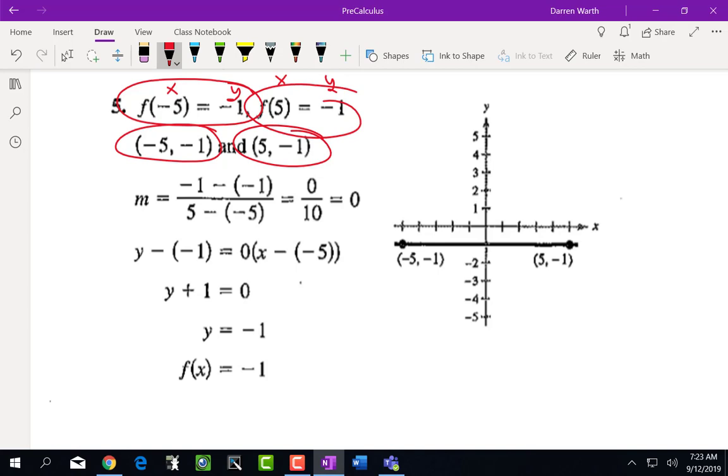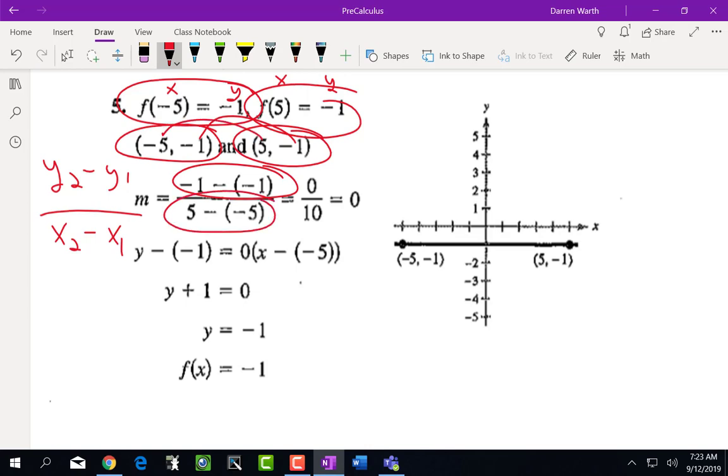Now using your slope formula to find the slope, we've got y sub 2 minus y sub 1 over x sub 2 minus x sub 1. We're going to substitute in those numbers. So again, we've got negative 1 minus a negative 1. There's the change in my y's. We've got 5 minus a negative 5. So negative 1 minus a negative 1, of course, is negative 1 plus 1, which is 0. 5 minus negative 5 is positive 10. You get your answer of 0.